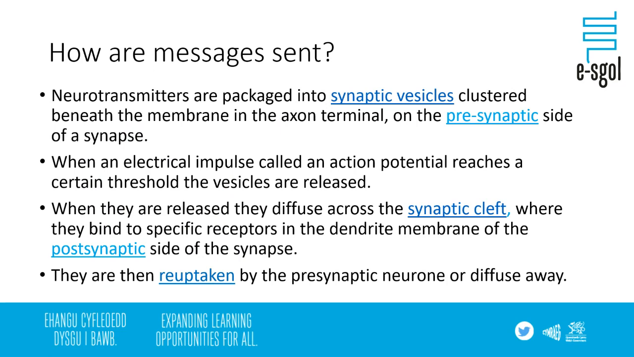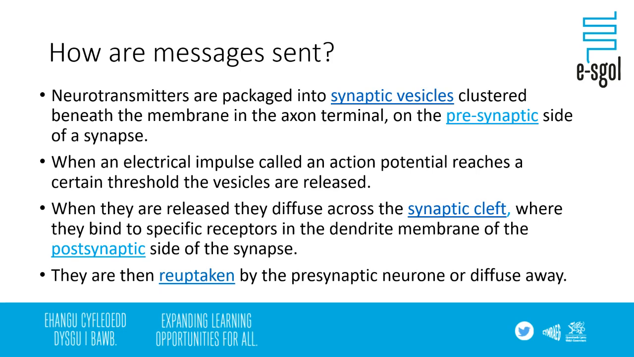So messages are sent via synaptic vesicles, and your neurotransmitters are packed inside of synaptic vesicles. And what happens is they are on the presynaptic side of the synapse. And then when an electrical impulse called an action potential reaches a threshold, vesicles are released, which means that your neurotransmitters in your brain are free to move around. They are released and they diffuse across the synaptic cleft. Synaptic cleft is a really, really tiny gap between two neurons.